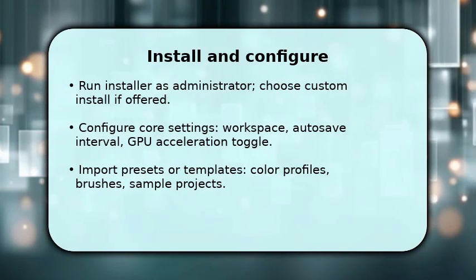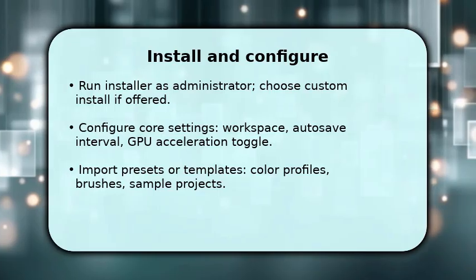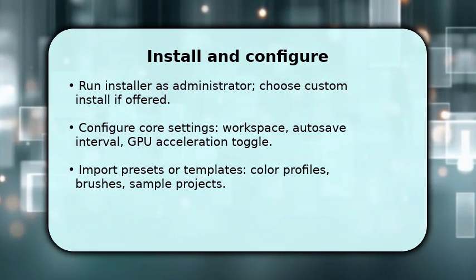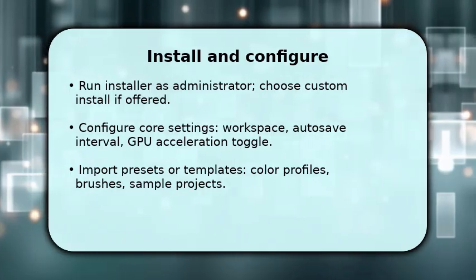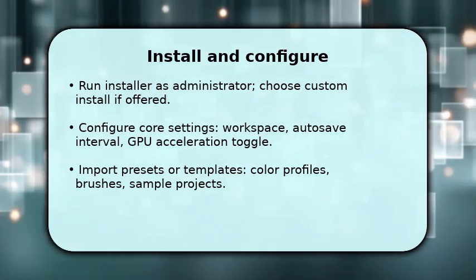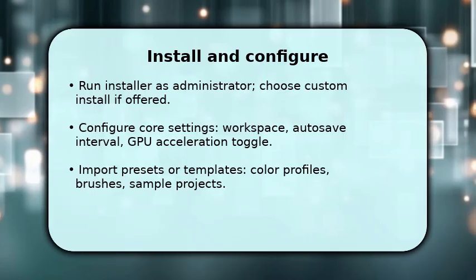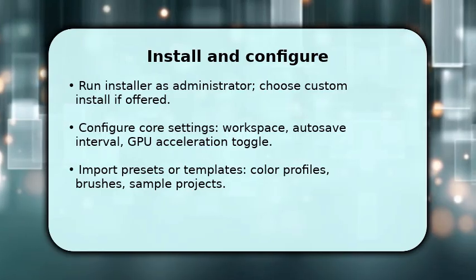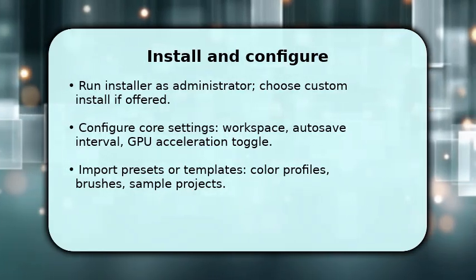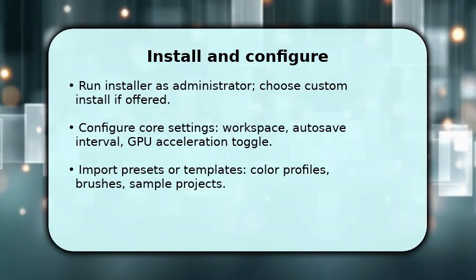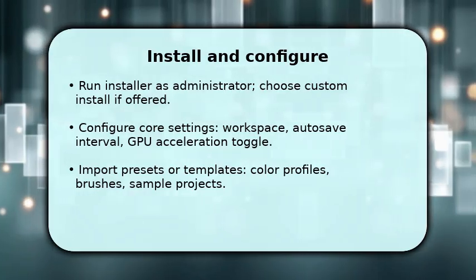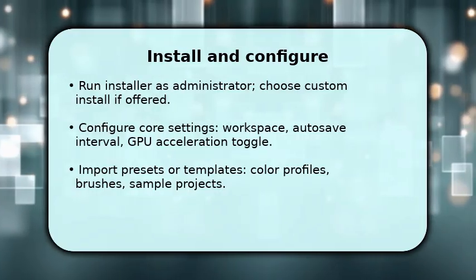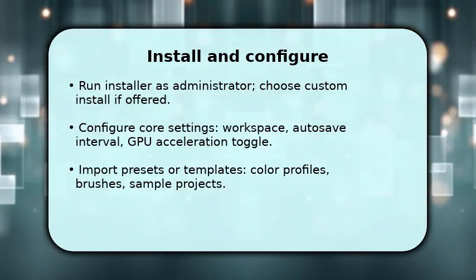You now perform the core installation and configuration steps. Run the installer with admin rights and pick custom install to control components. This prevents unwanted extras. During setup, configure workspace layout, set autosave to a sensible interval, and enable GPU acceleration if your hardware supports it. After installation, import color profiles, brushes, and templates so you start with a productive environment. Once everything is set, open a sample file and test performance to confirm your choices and tweak settings as needed.